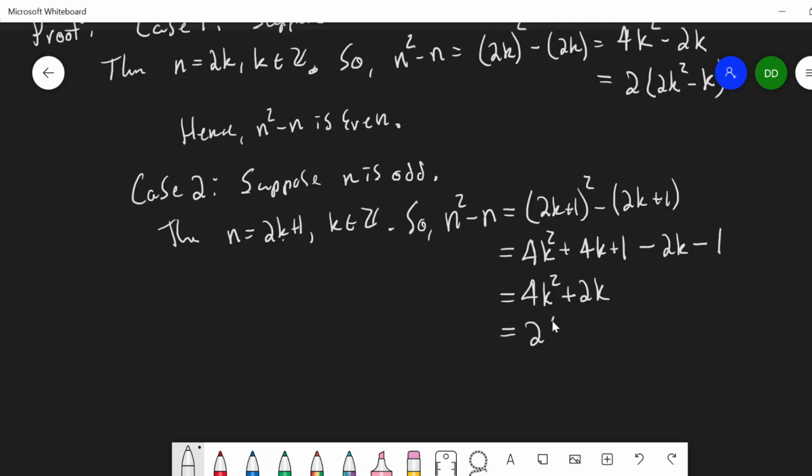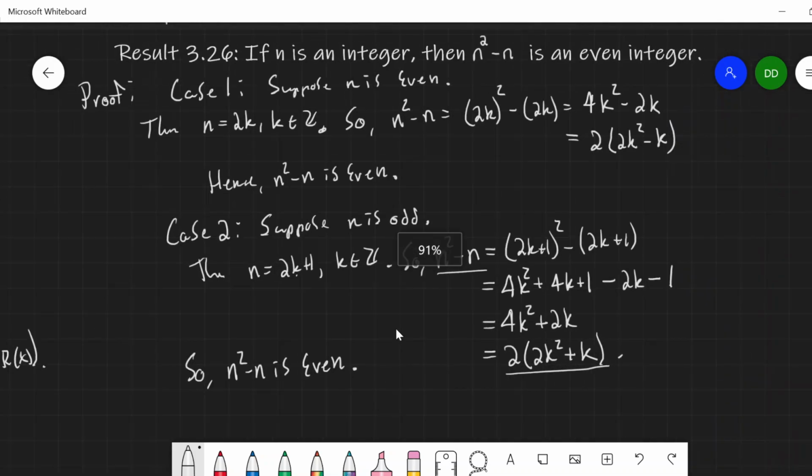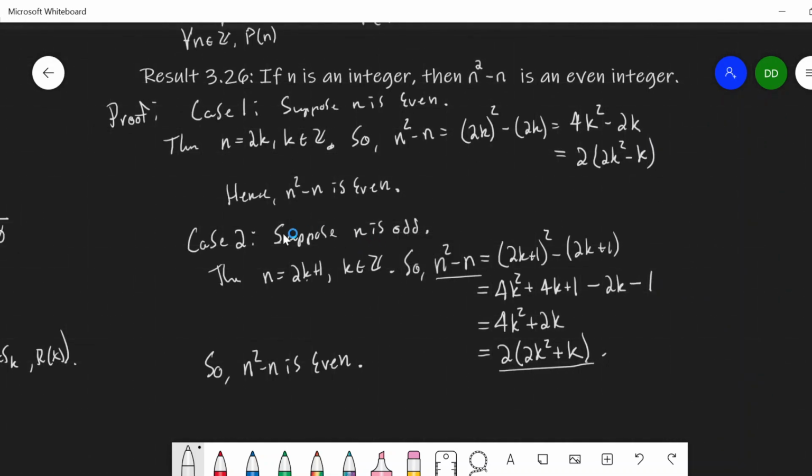I can factor a 2 out of that. So that's 2(2k squared plus k). And now I have n squared minus n written as twice another integer. So n squared minus n is even. So in either case, n is even or n is odd, we've shown that n squared minus n must also be even. And we've proved it.